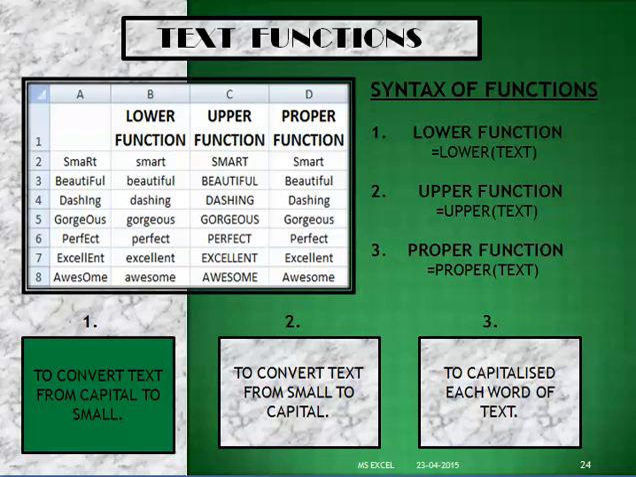Text functions. Syntax of functions. LOWER function. The syntax is LOWER(text). It is used to convert text from capital to small. The UPPER function is used to convert text from small to capital letters. And the third is the PROPER function, which is used to capitalize each word of the text.